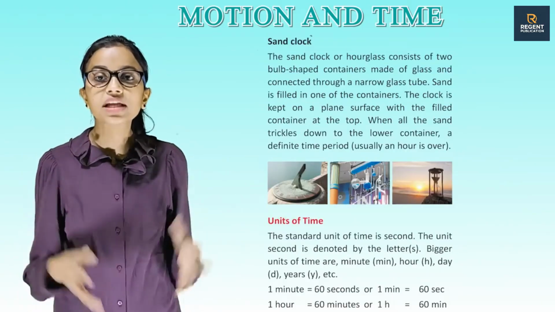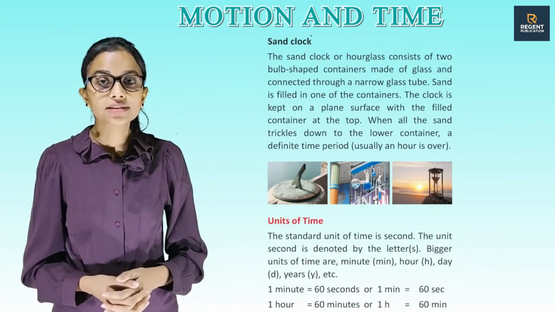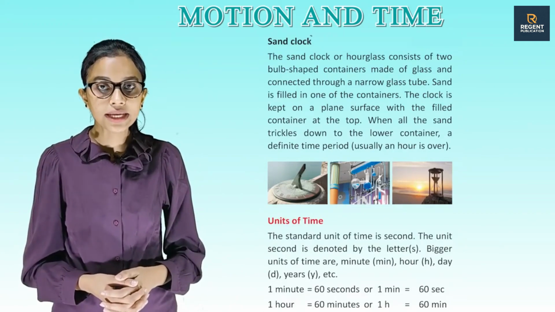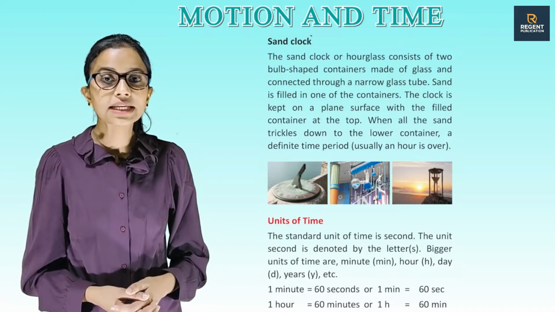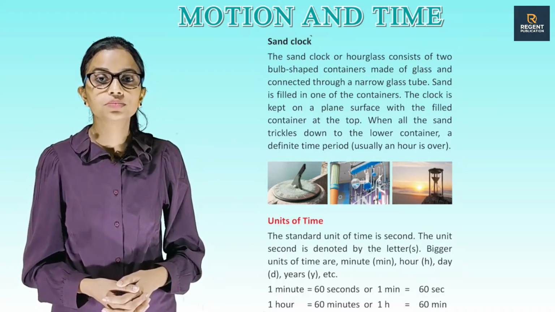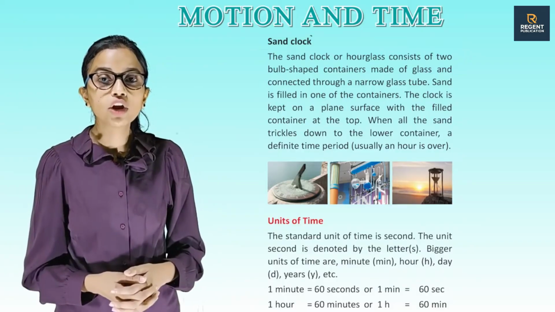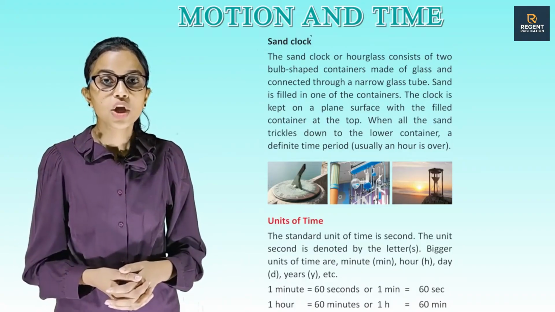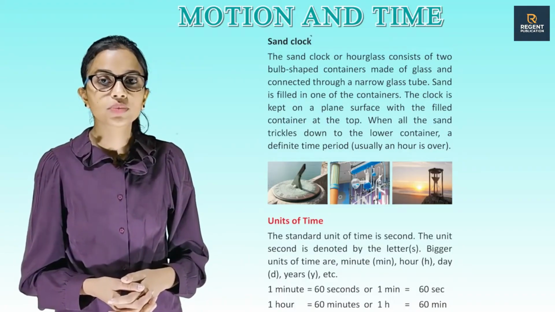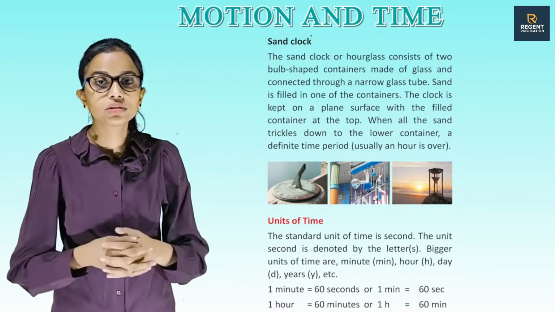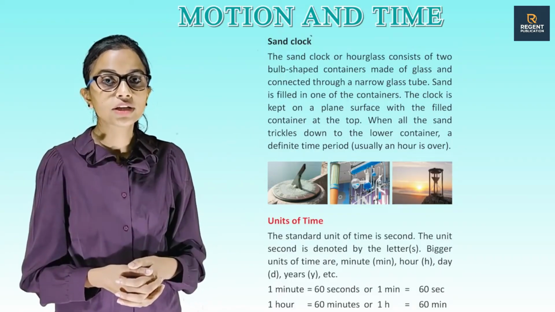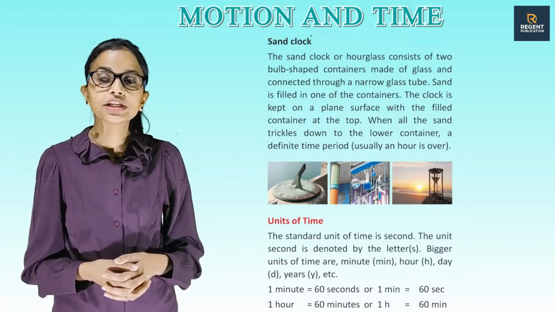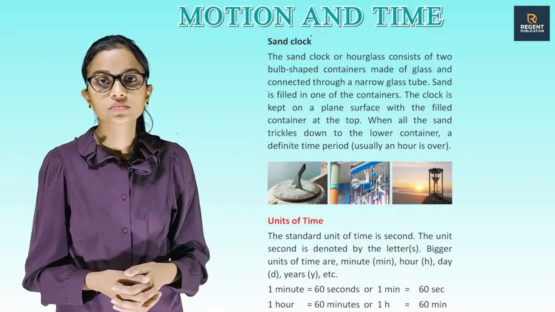Sand clock. The sand clock or hourglass consists of two bulb-shaped containers made of glass and connected through a narrow glass tube. Sand is filled in one of the containers. The clock is kept on a plane surface with the filled container at the top. When all the sand trickles down to the lower container, a definite time period, usually an hour, is over.